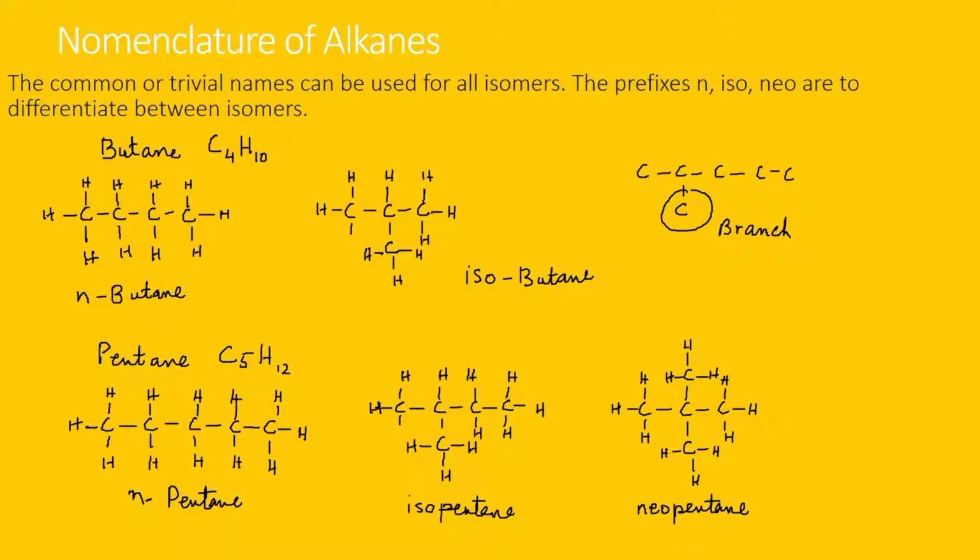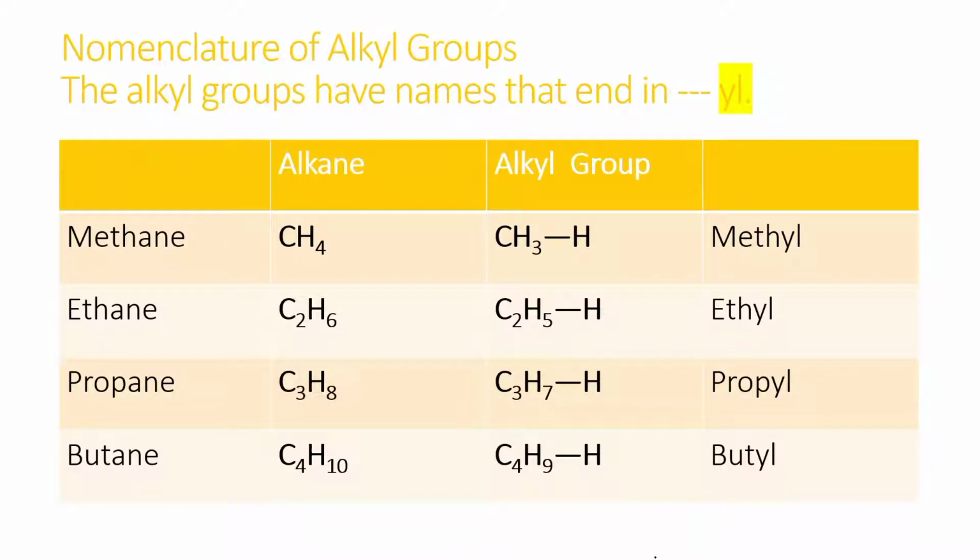So that was about their common or trivial names, and I just told you that carbons can be attached to the chain in the form of groups. These groups are called alkyl groups. And how do we get alkyls? Actually, we get alkyl groups from alkanes. But how?